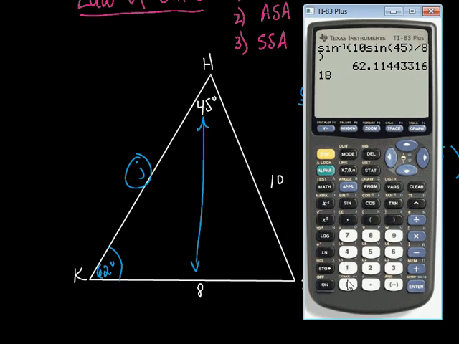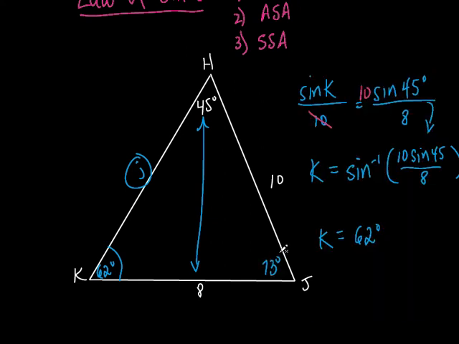So it's 180 minus 62 and 45, right? 180 minus 62 minus 45, and that gives you 73. So this angle down here on the bottom is 73 degrees. Now I can use this to find side J.